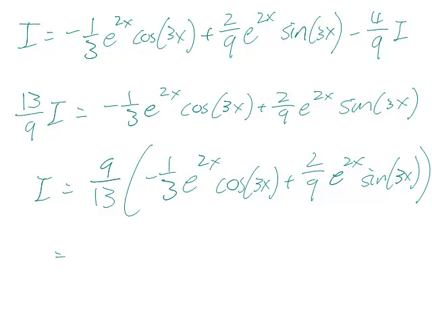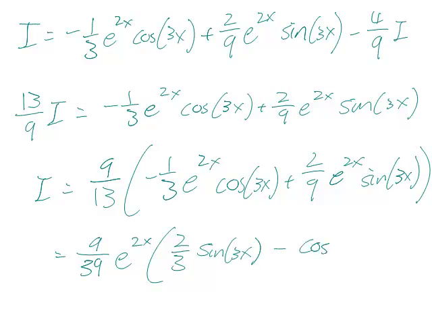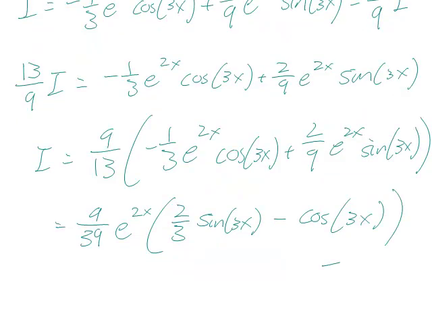And we can simplify this a little bit more by pulling out a 1/3 e to the 2x. So this would be 9/39 e to the 2x times, and let's put the sine in front because it's got a positive, 2/3 sine 3x minus cosine 3x. Let's remember to put a plus C here.